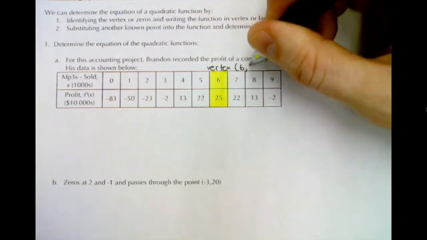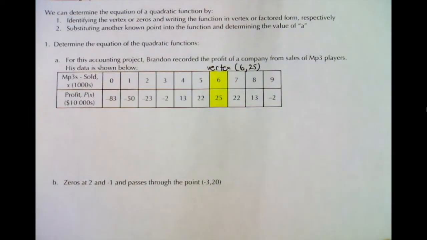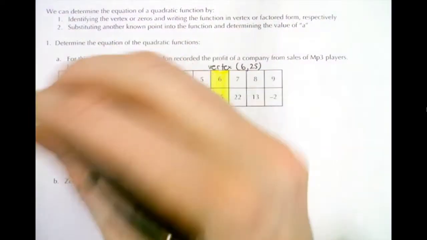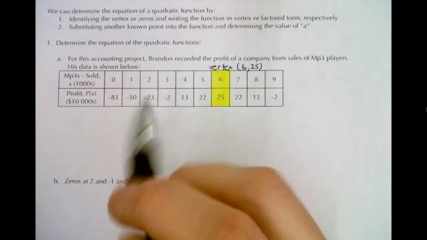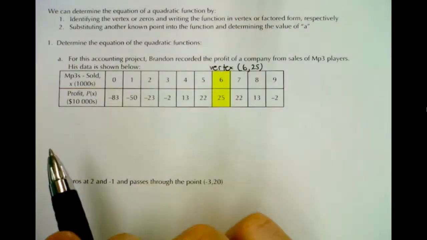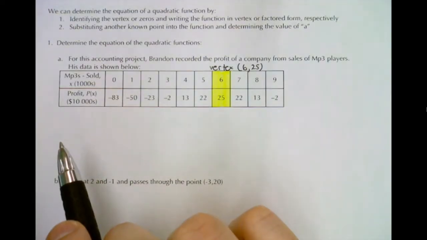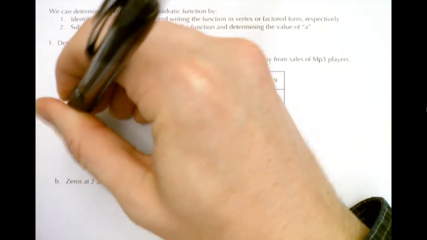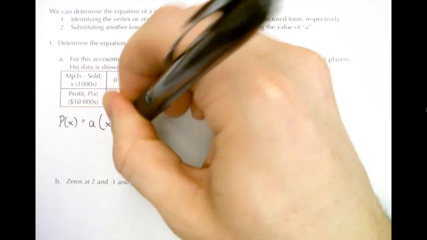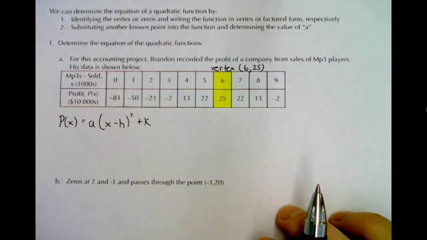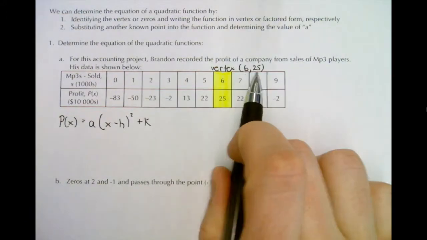Our vertex is (6, 25). So to come up with the equation, we're going to use p of x instead of y and x for x. We're going to write a vertex form of a quadratic and not fill in any of the variables yet. So we got p of x equals a times (x minus h) squared plus k. And now we can plug in our vertex for h and k, so 6 and 25.